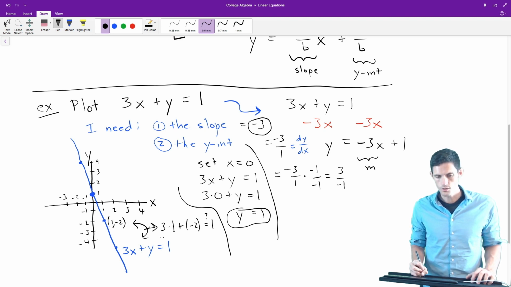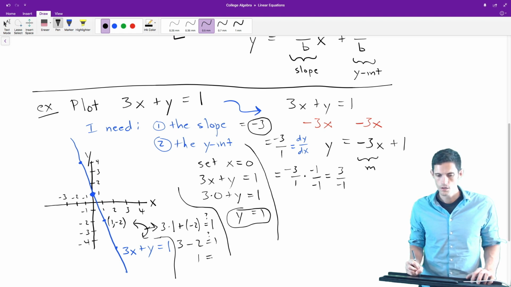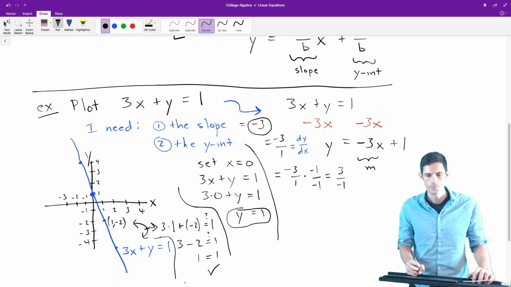So 3 times 1 is, let me just put a line here. 3 times 1 is 3. And then plus negative 2 is minus 2. And is that equal to 1? Yes, that's equal to 1. 3 minus 2 is 1. 1 is equal to 1. Check. So just to check your work a little bit there.